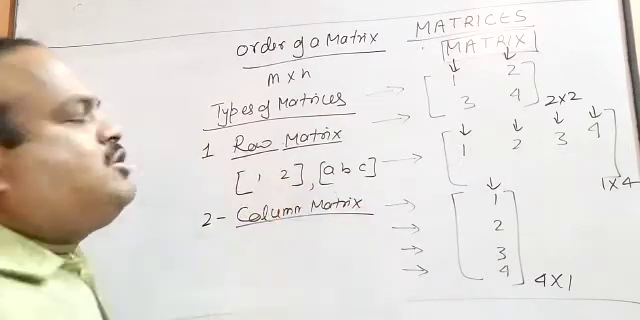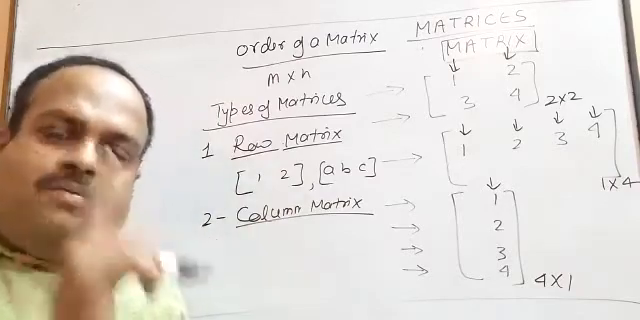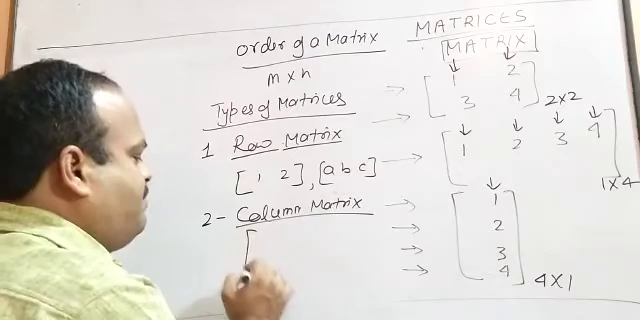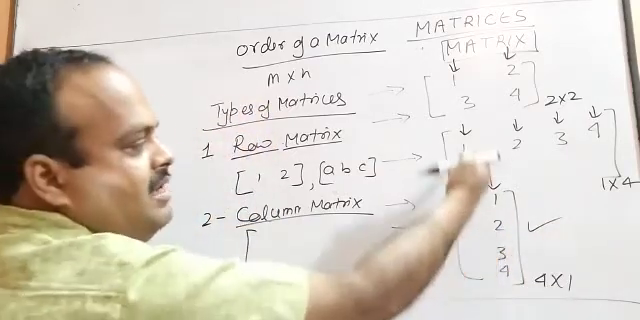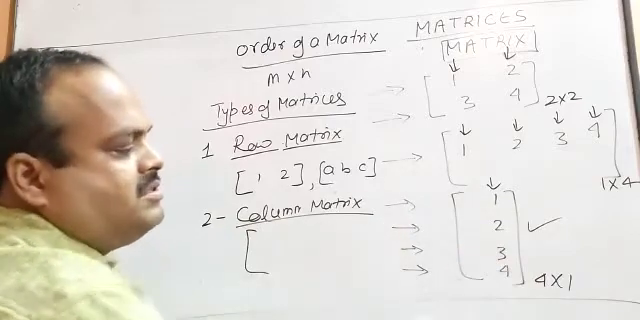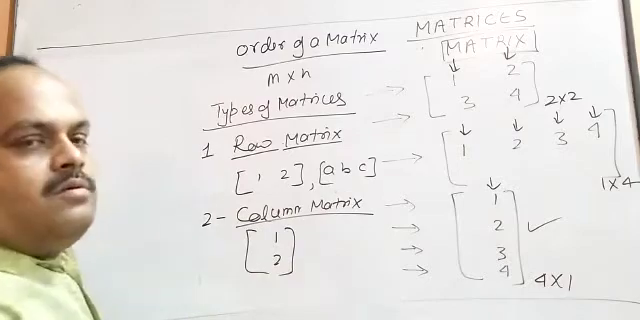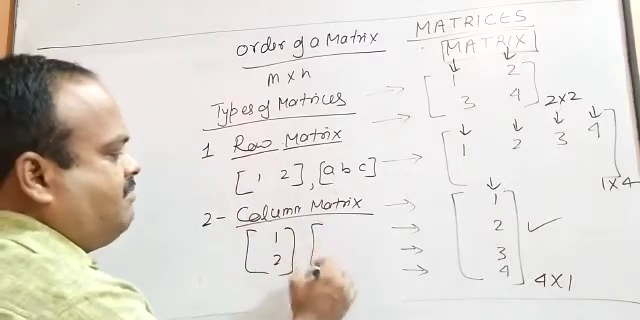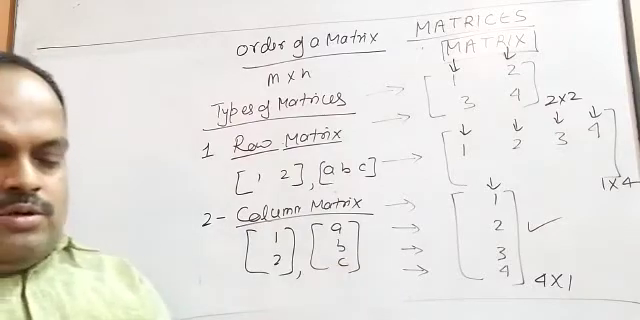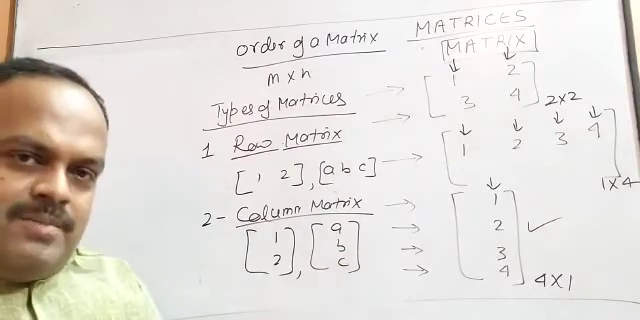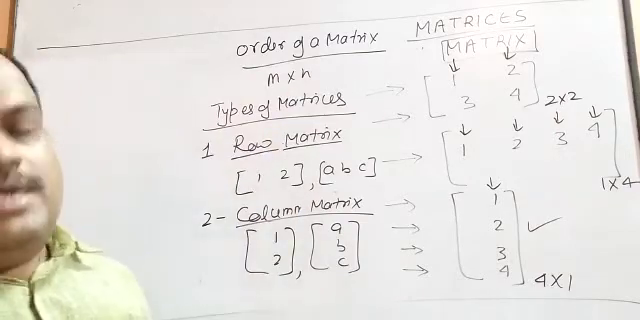A matrix is said to be a column matrix if it has only 1 column. Example is here: only 1 column, 4 rows. Another example: 1 column. Another one, 1 column. So a matrix is called a column matrix if it has 1 column in it.